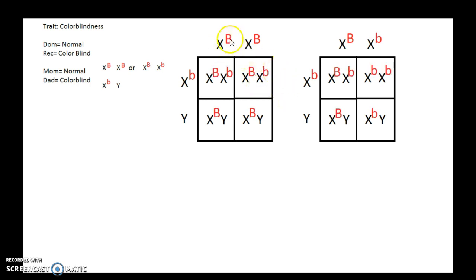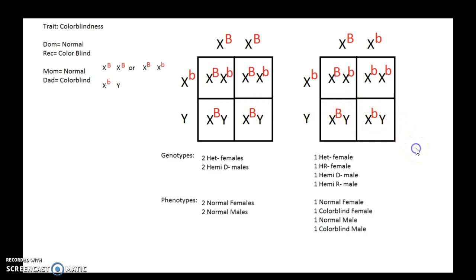So after we fill these in, we bring the big B down, little b over, down. Nothing to bring over for the Y, and down. Nothing to bring over for the Y. So these Y's will remain empty. Same thing over here. Nothing goes on the Ys. Then we have to do our genotypes and phenotypes.